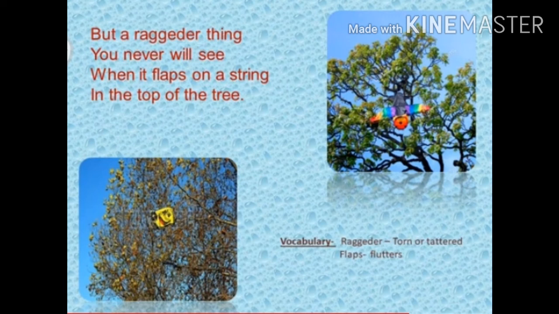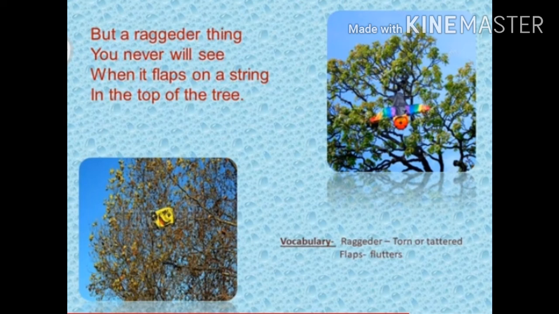So when again it moves into the sky, it looks beautiful, but when it gets stuck, कहीं पे वो अटक जाती है on the top of a tree or anywhere, it gets torn and that is not at all, और वो चीज़ किसी को पसंद नहीं आती, right? You never like a kite when it is stuck, जब वो कहीं पे अटकी भी होती है, right? Okay, so you never will see when it flaps. Flaps means flutters on a string in the top of a tree.